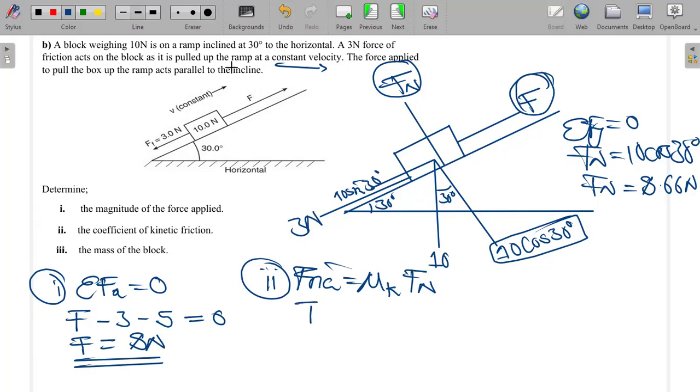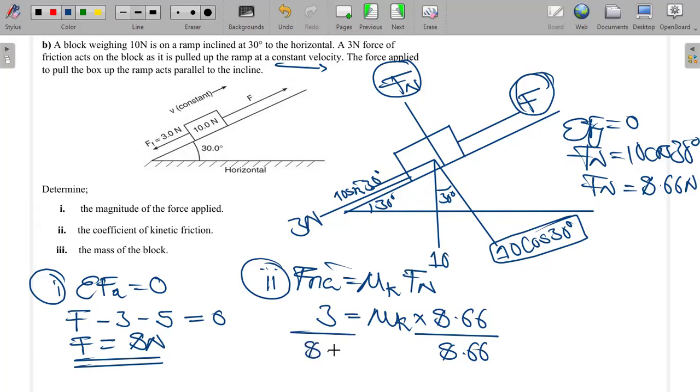So my frictional force, which they've already given me to be 3, will be equal to mu k multiplied by the normal force, which is 8.66. Divide both sides by 8.66, this is going to cancel out. Therefore, my mu k, which is the coefficient of kinetic friction, will be equal to 3 divided by 8.66, which is giving me 0.346. That is the coefficient of your kinetic friction.